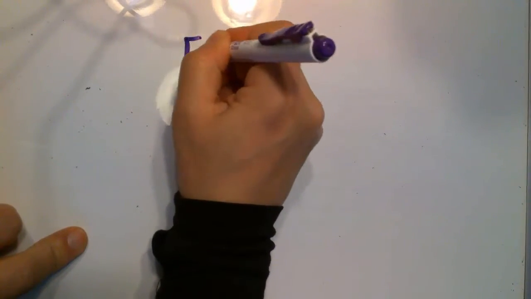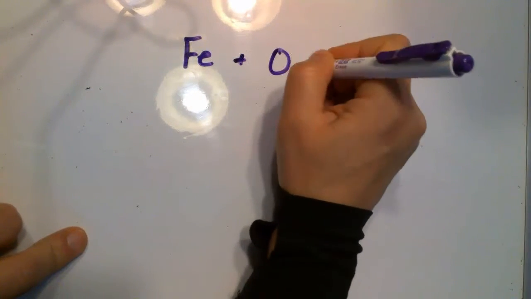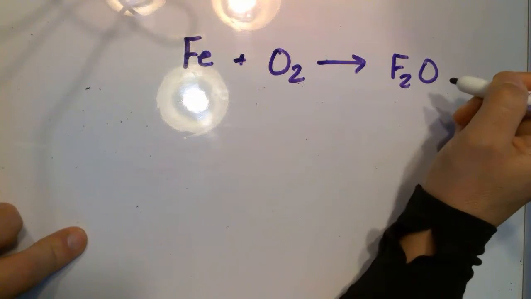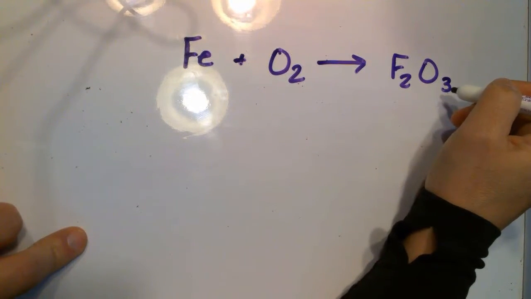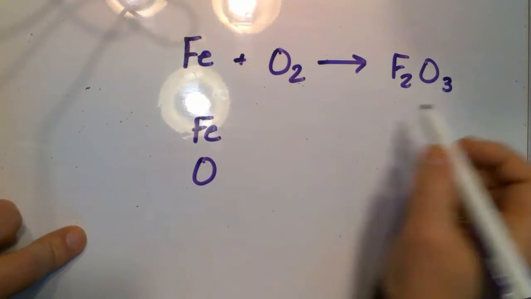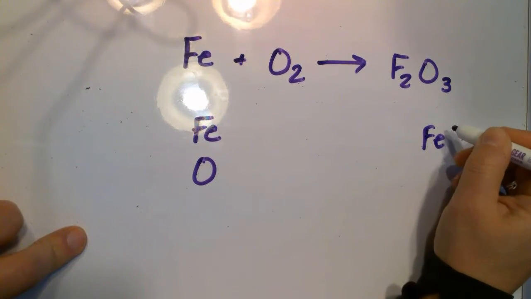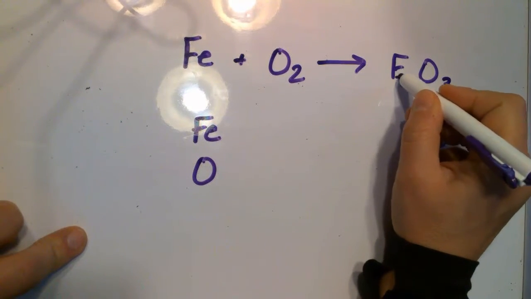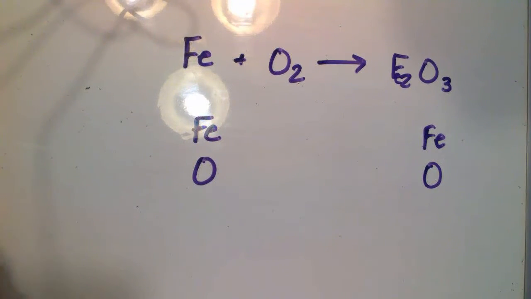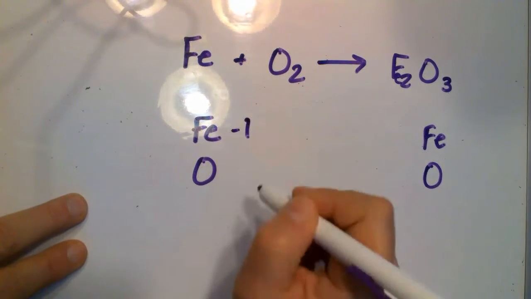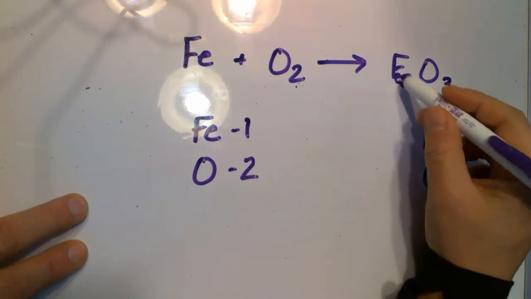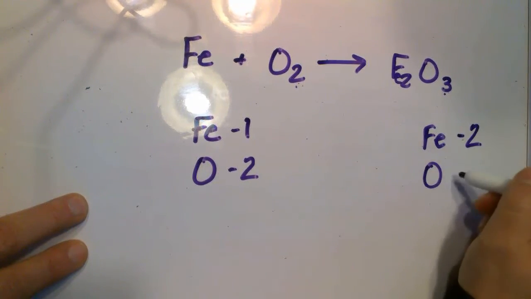So we got, again, iron plus oxygen gas, which is going to give us iron oxide. Okay, so again, list out all of the elements. We have iron, we have oxygen, this should be Fe, sorry, and we have oxygen. Count them up. There's 1 iron on this side, there's 2 oxygens on this side. On this side we have 2 irons, and we have 3 oxygens.